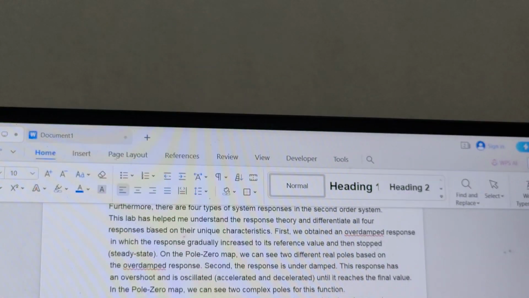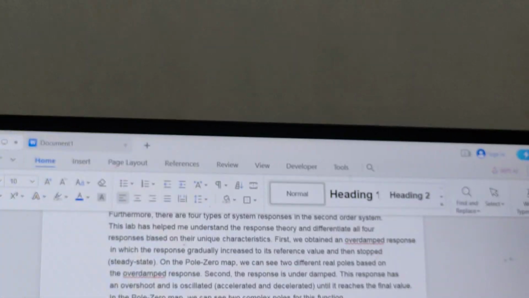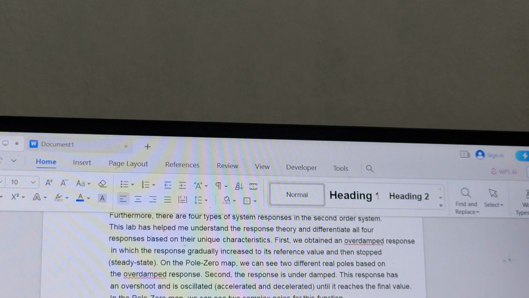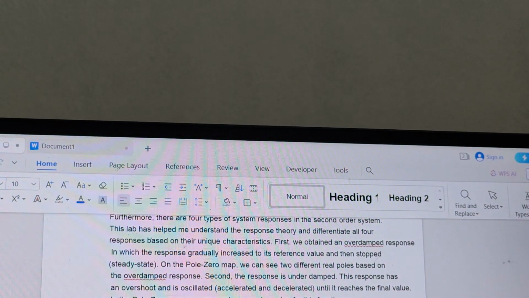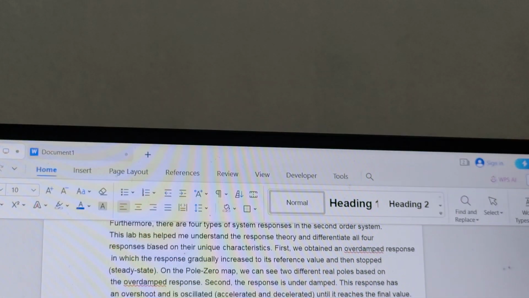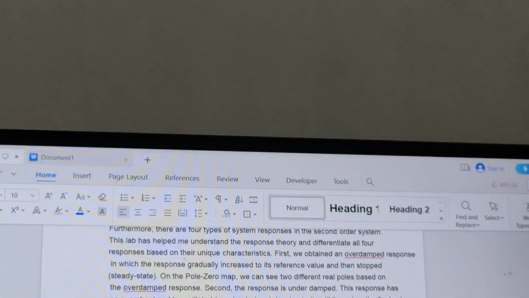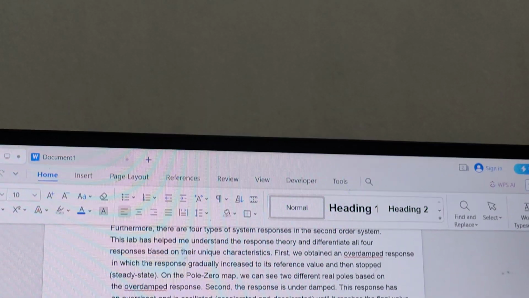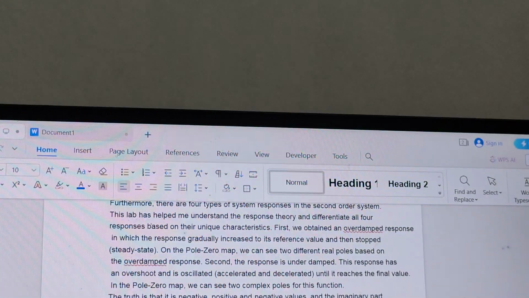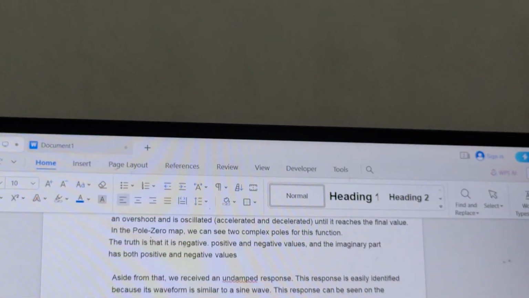Last but not least, we receive a critically damped response. This response takes the shortest amount of time to reach the steady state value. This response can be determined by two identical multiple real poles located at the same x-axis point in the pole-zero map.